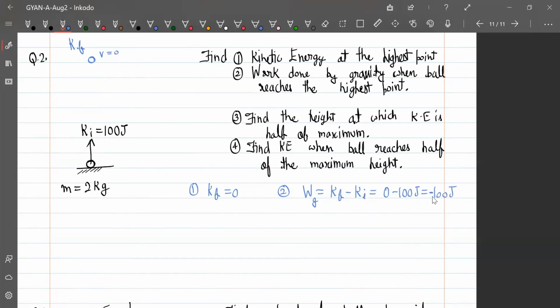Work done by gravity is minus 100 joules. Then find the height at which kinetic energy is half the maximum. So let us say at some point, let me call this some point 3, third point. So you have to find the point at which kinetic energy is half of the maximum kinetic energy.